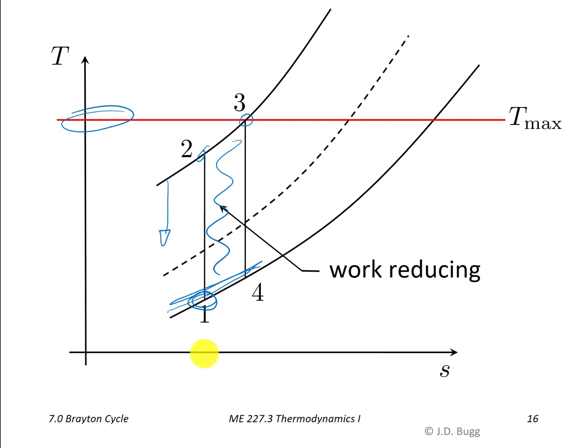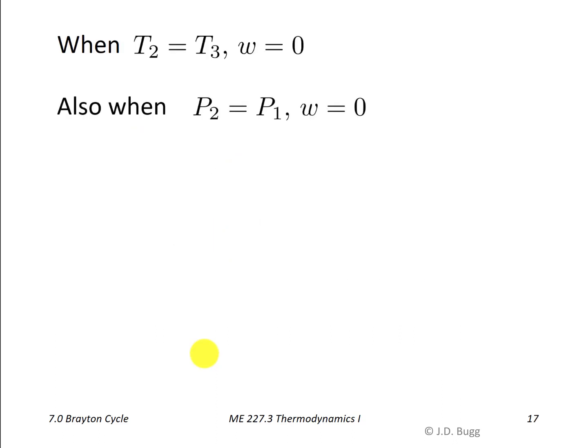So when T2 equals T3, the work is 0 because we've flattened this area trapped by the cycle by making it narrower and narrower. But when P1 equals P2, the work is 0 because we've flattened it out. So there are those two extremes that give 0 work: T2 equals T3 and P1 equals P2. Both of those give 0 work.